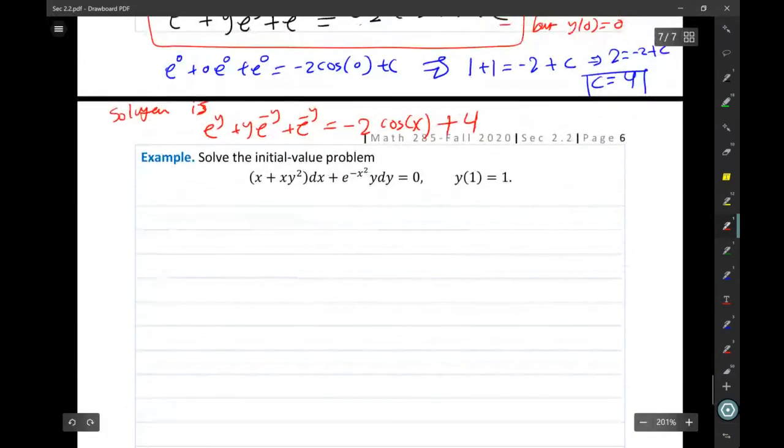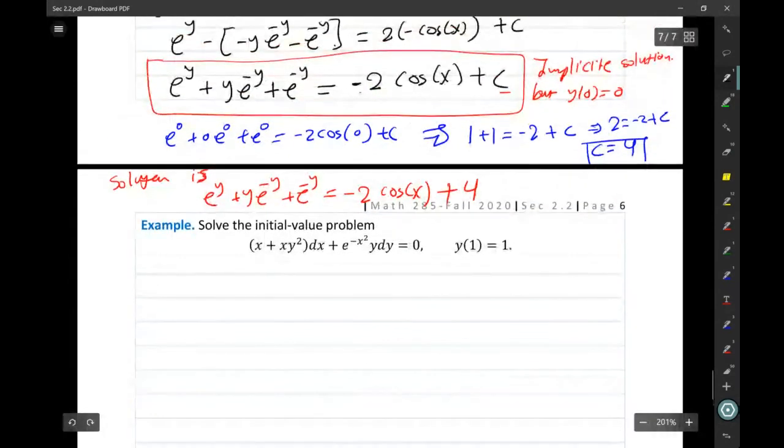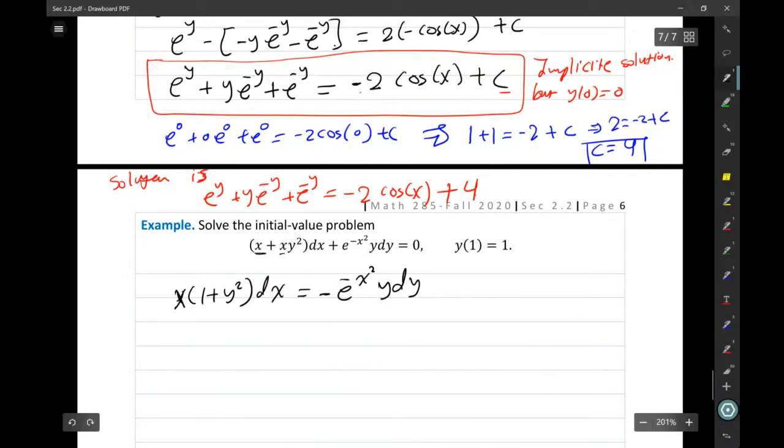Solving the initial value problem. Let's see who will solve this for me. It says x plus x y squared dx plus e to the power minus x squared y dy equals 0. It is very simple. You can take x as a common factor: x times (1 plus y squared) dx equals minus e to the power minus x squared y dy, because I took e to the power minus x squared y to the other side.